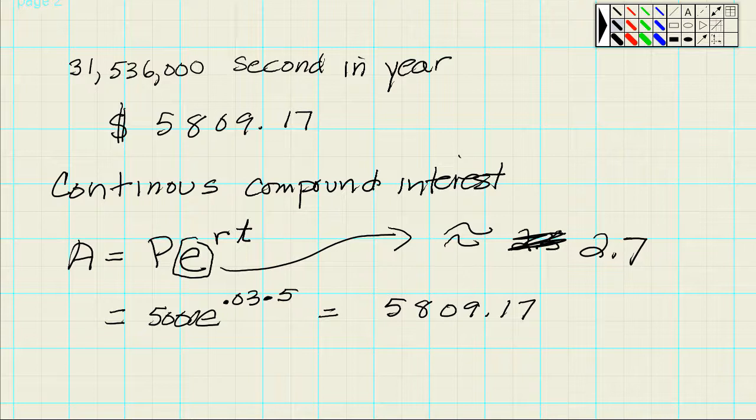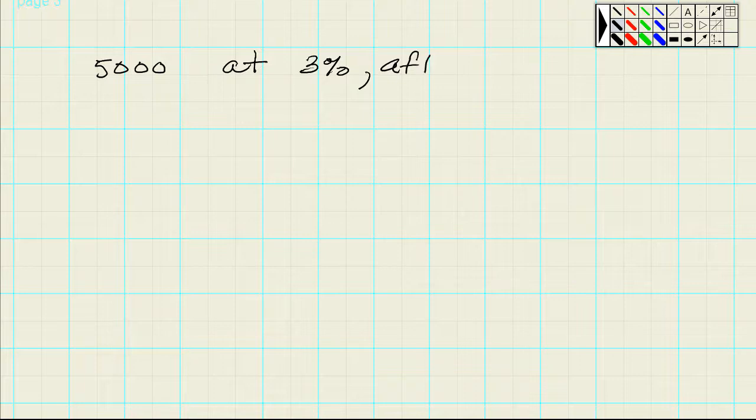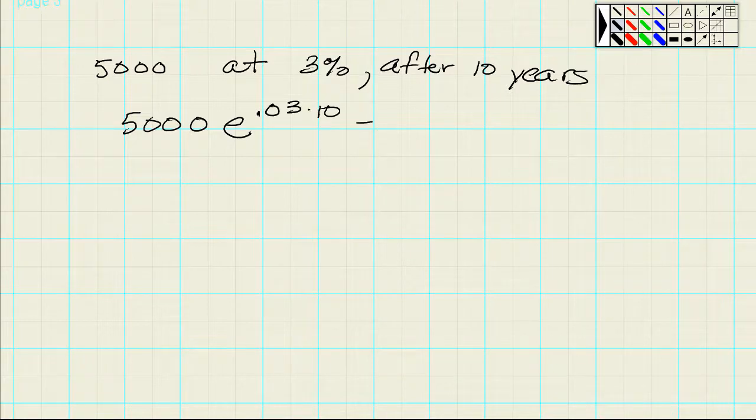Okay, so how about a problem now? Suppose you invest $5,000 at 3% compounding continuously, how much after 10 years? Okay, you may want to stop the video and give it a try yourself. See if you get the same thing I do. 5,000 times e raised to the 0.03 times 10. You should be getting $6,749.29.